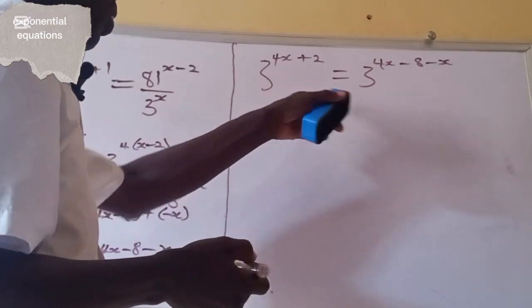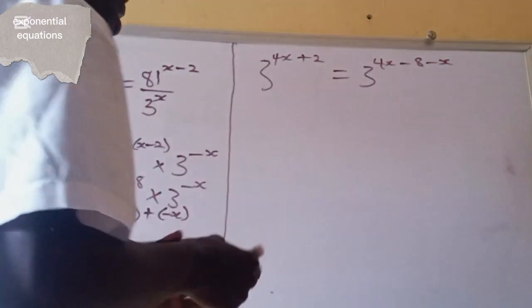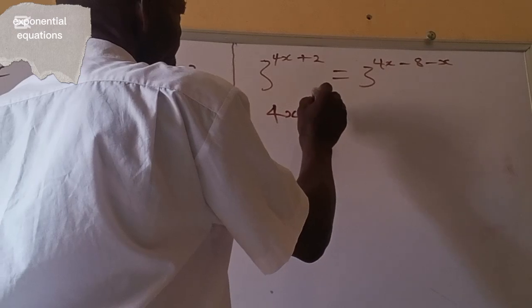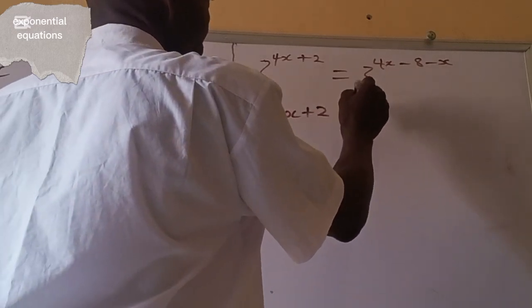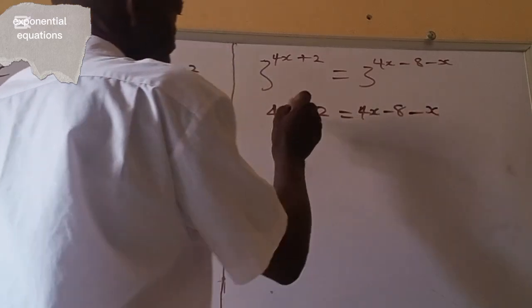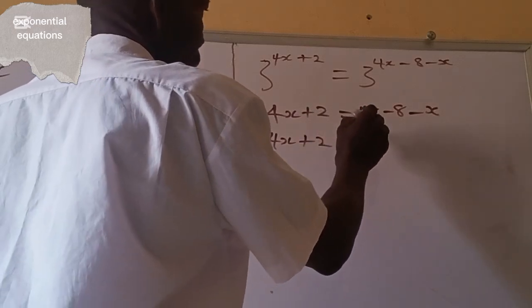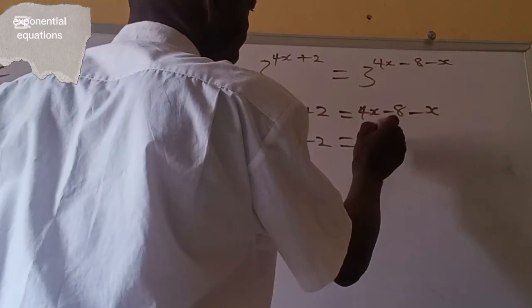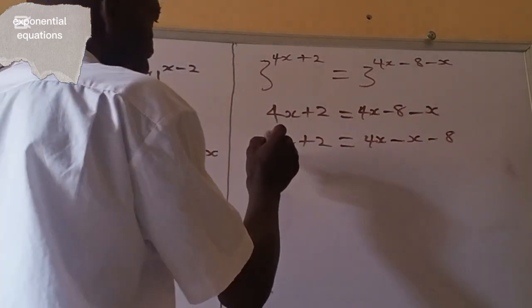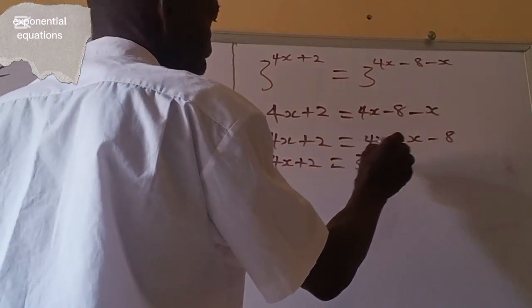Here, both sides have the same base. In an exponential equation, when both sides have the same base, you simply equate the exponents. So it's going to be 4x plus 2 is equal to 4x minus 8 minus x. So from here, you have 4x plus 2 is equal to 4x minus x minus 8. So you have 4x plus 2 is equal to 3x minus 8.